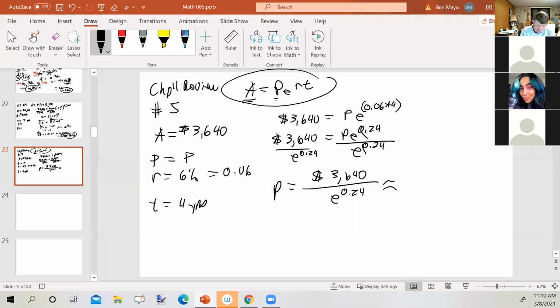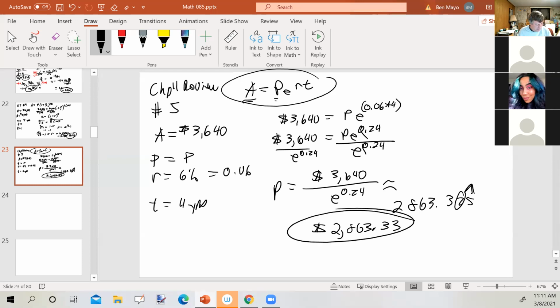And on my calculator, 3640 divided by e to the 0.24 power, and I come up with 2863.325. It says to round to the nearest cent, so this would round up, and we'd get $2,863.33.